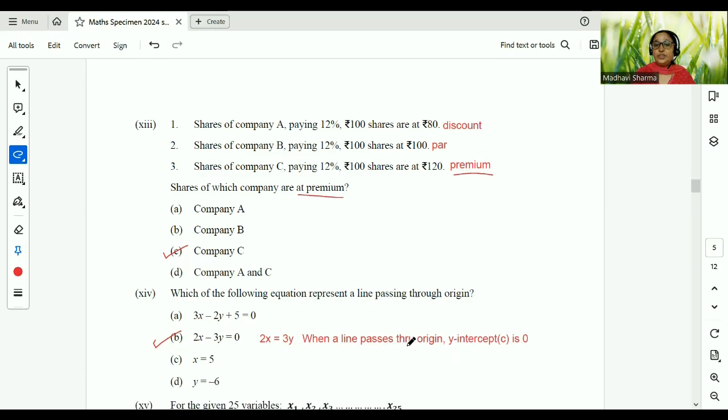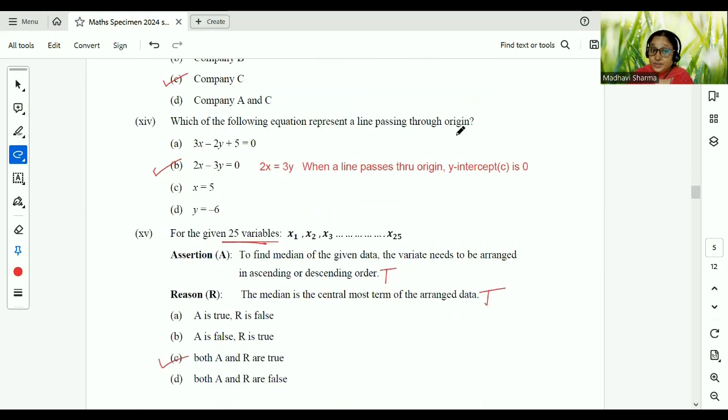Which of the following equations represents a line passing through the origin? Definitely 2x minus 3y is 0. How? 2x is equal to 3y, and when a line passes through the origin, the y-intercept is 0. In fact, one of my students, Param Oswal, told me something very beautiful, and that is origin means (0, 0). So this is how he solved it: he substituted 0, 0 as x and y, and this satisfied.